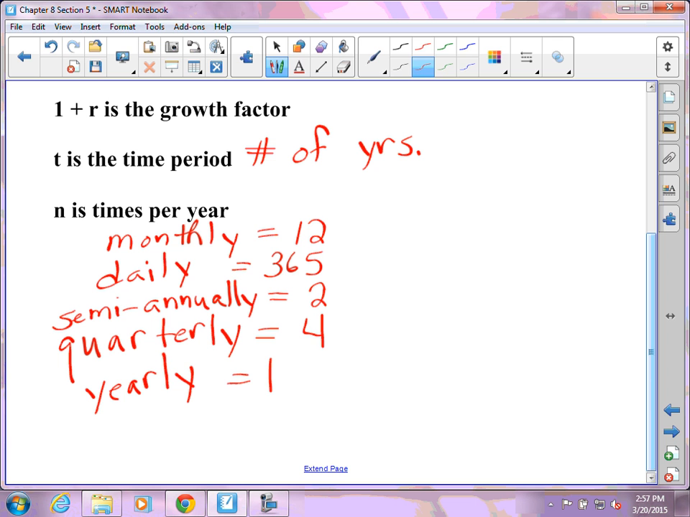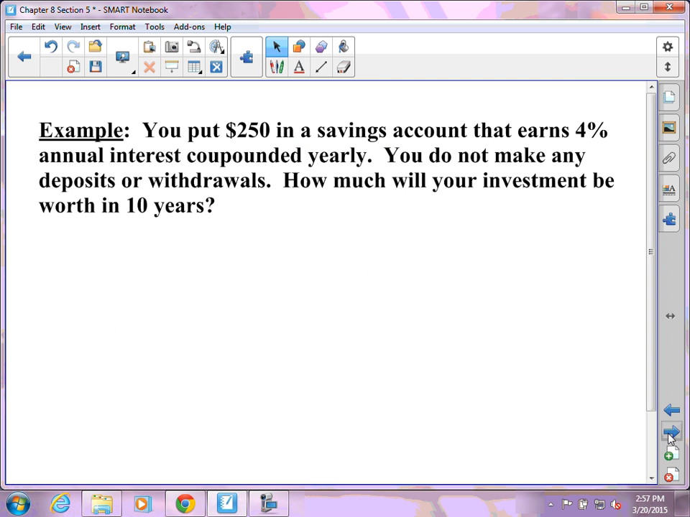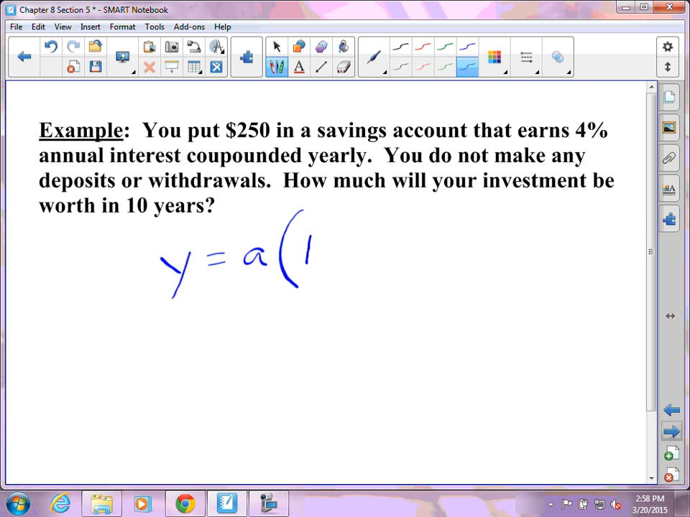So let's take a look at our word problem. First of all, you put $250 in a savings account that earns 4% annual interest compounded yearly. You do not make any deposits or withdrawals. They're asking you how much will your investment be worth in 10 years. So what we're going to do is we're going to take that equation that we had on the last page. So y equals a(1 + r/n)^(nt). So we're going to look at that equation and we're going to plug in what we know.